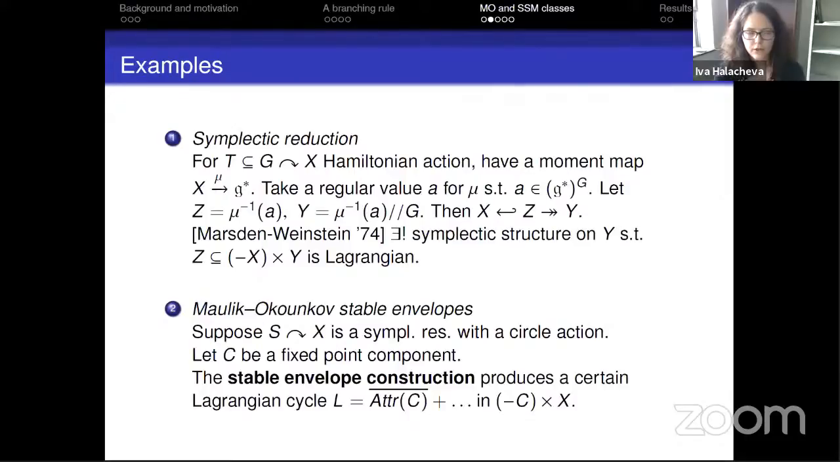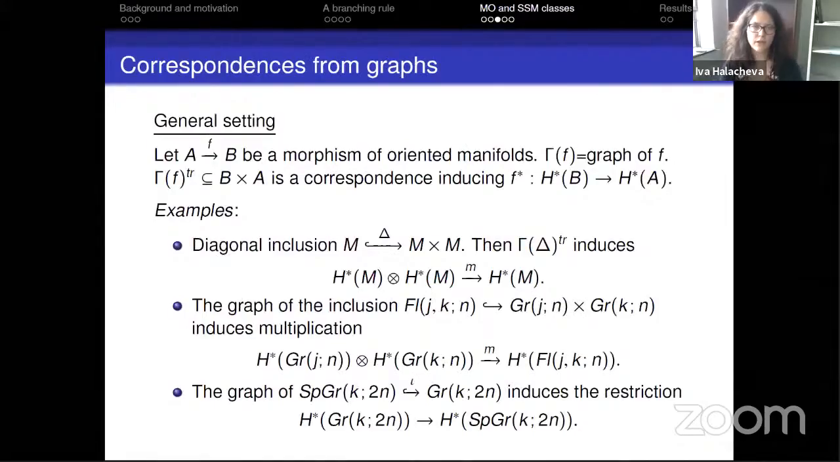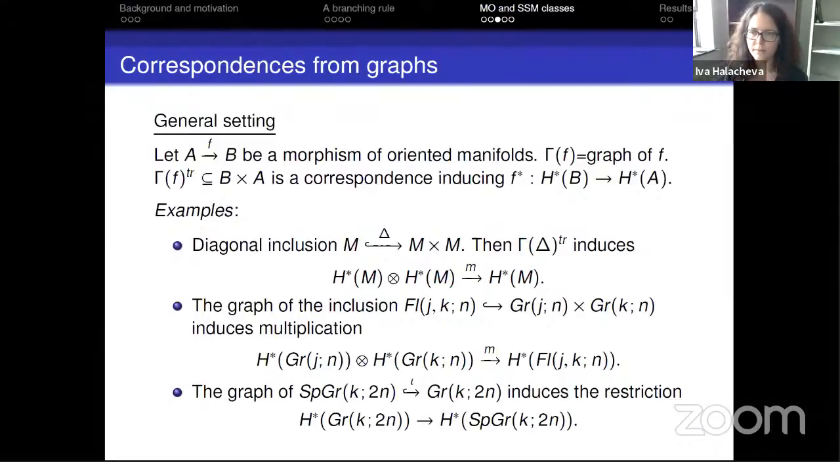So let me talk about a few other correspondences. More generally, we can think of a correspondence which is not Lagrangian, but let's think about correspondences coming from graphs of morphisms. So if we have a morphism between two oriented manifolds, now not necessarily symplectic, then we can consider the graph of this morphism. And that graph gives us a correspondence between the two manifolds, which induces the pullback map of our original morphism in cohomology. Some examples of this are: if you consider the diagonal inclusion, then the transpose of the graph of this map induces multiplication in cohomology.